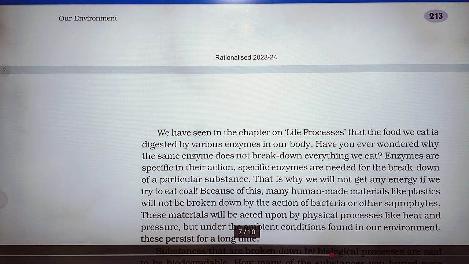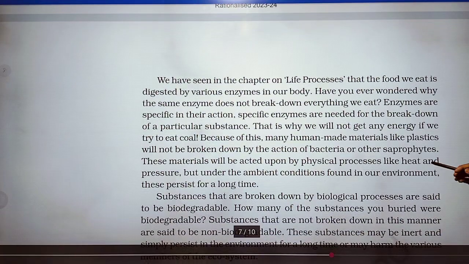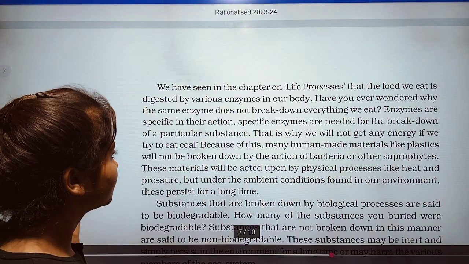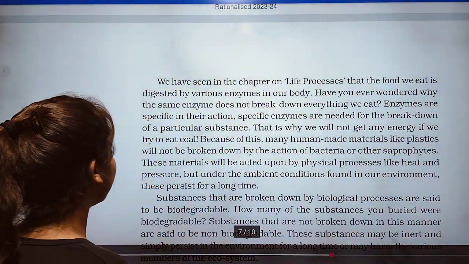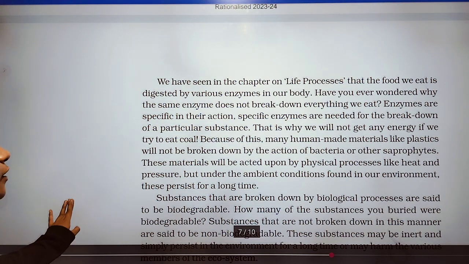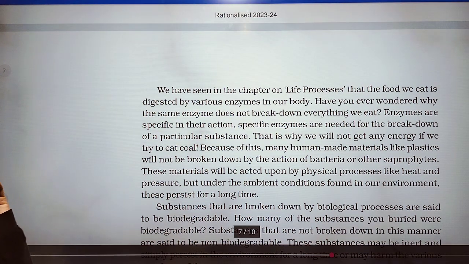For the breakdown of food, our body uses specific enzymes, not the same enzyme to break down all the food items. That is why we will not get any energy if we try to eat coal.